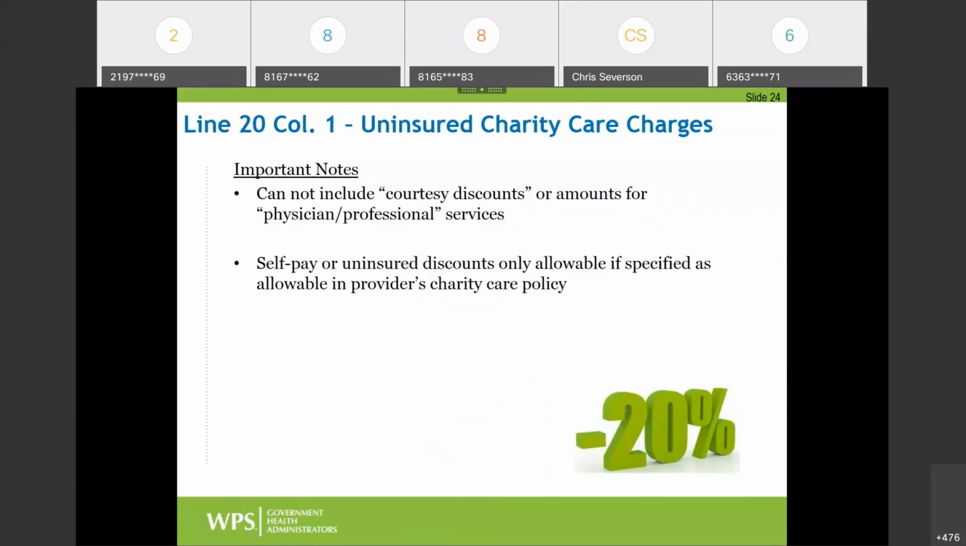Now, that's separate from an uninsured or self-pay discount. Those are allowable, but courtesy discounts are not allowable. Those are usually for certain classifications of patients, like, for example, sometimes they're given to clergy, maybe family members of hospital employees, just a variety of those that have nothing to do with financial status or anything like that. No financial assistance needs. Those are not allowable. Also, anything related to physician or professional services, those are not allowable. Self-pay or uninsured discounts are allowable as long as they're specified in your charity care policy, as we said before.